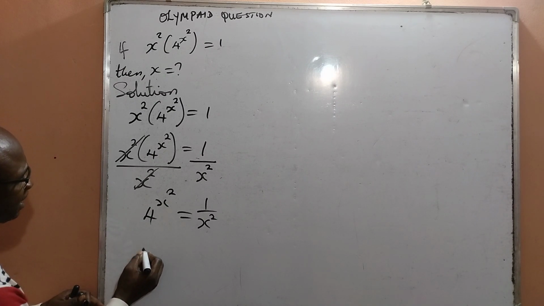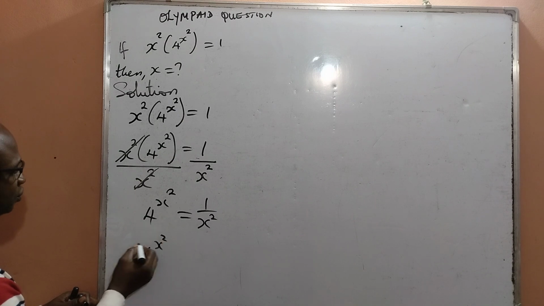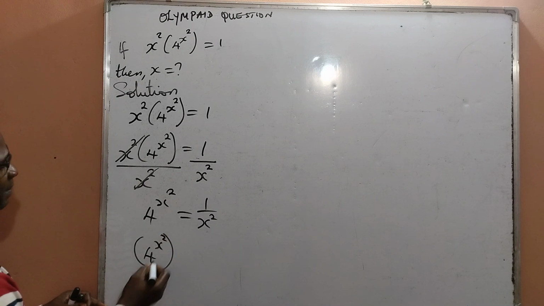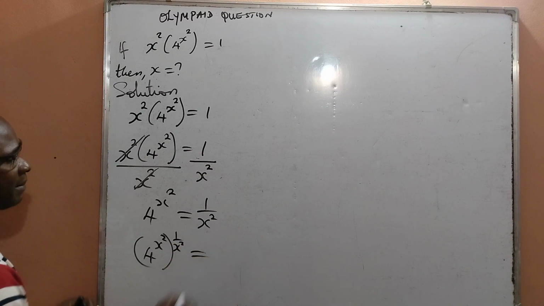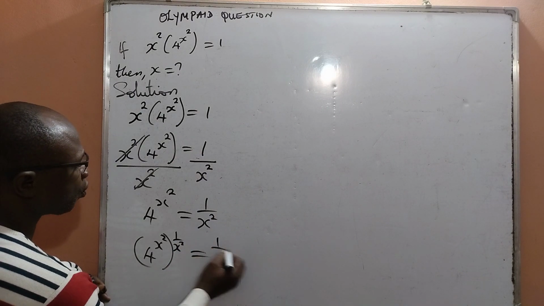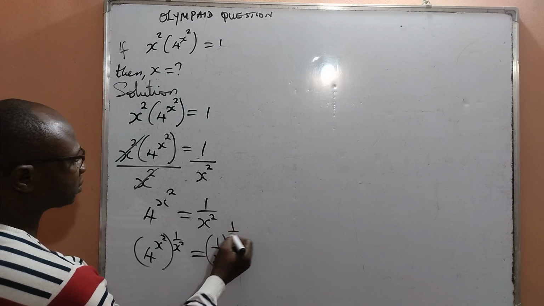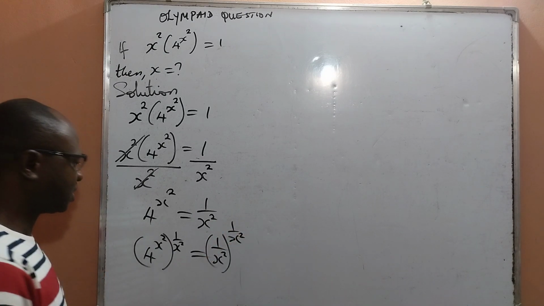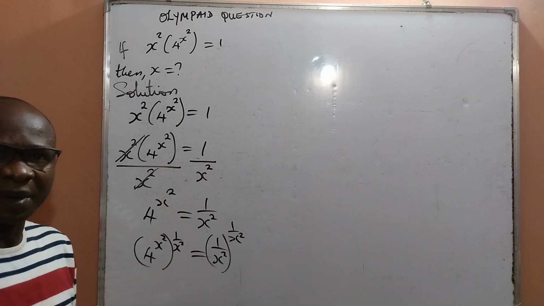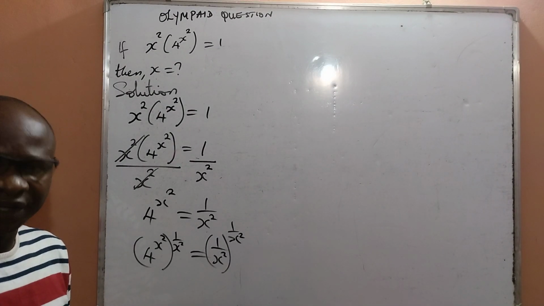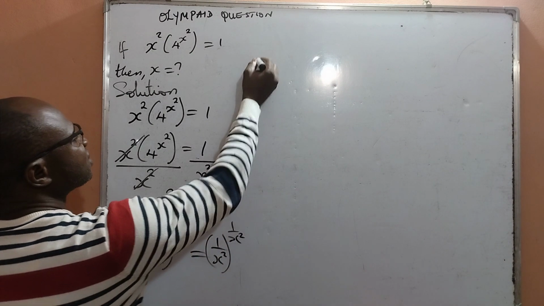What it means is that I am going to have 4 to the power of x to the power of 2, all raised to the power of 1 all over x to the power of 2, and on the right hand side I will do the same: 1 all over x to the power of 2, then to the power of 1 all over x to the power of 2. The reason why I am doing this is because the exponential law of indices will play out.